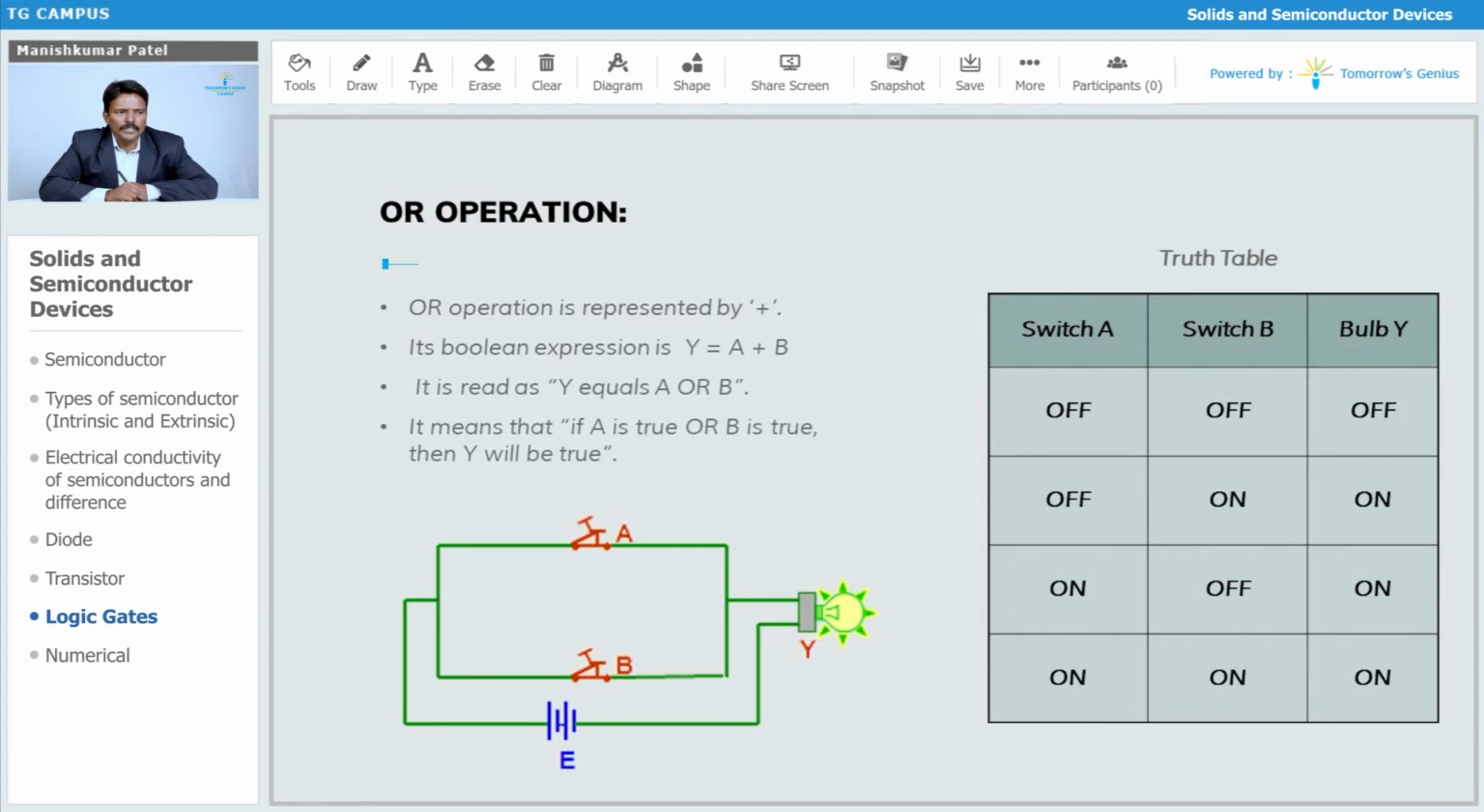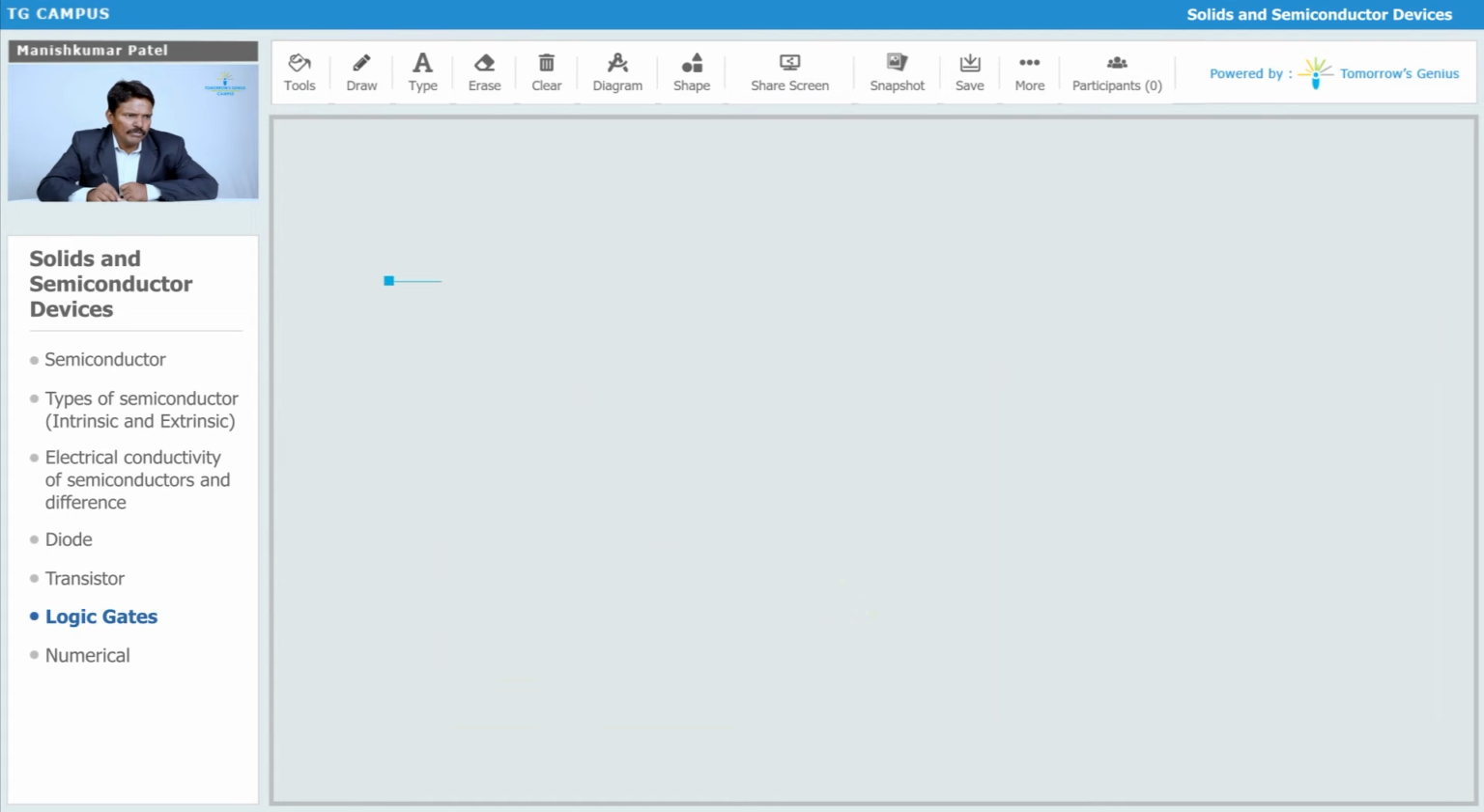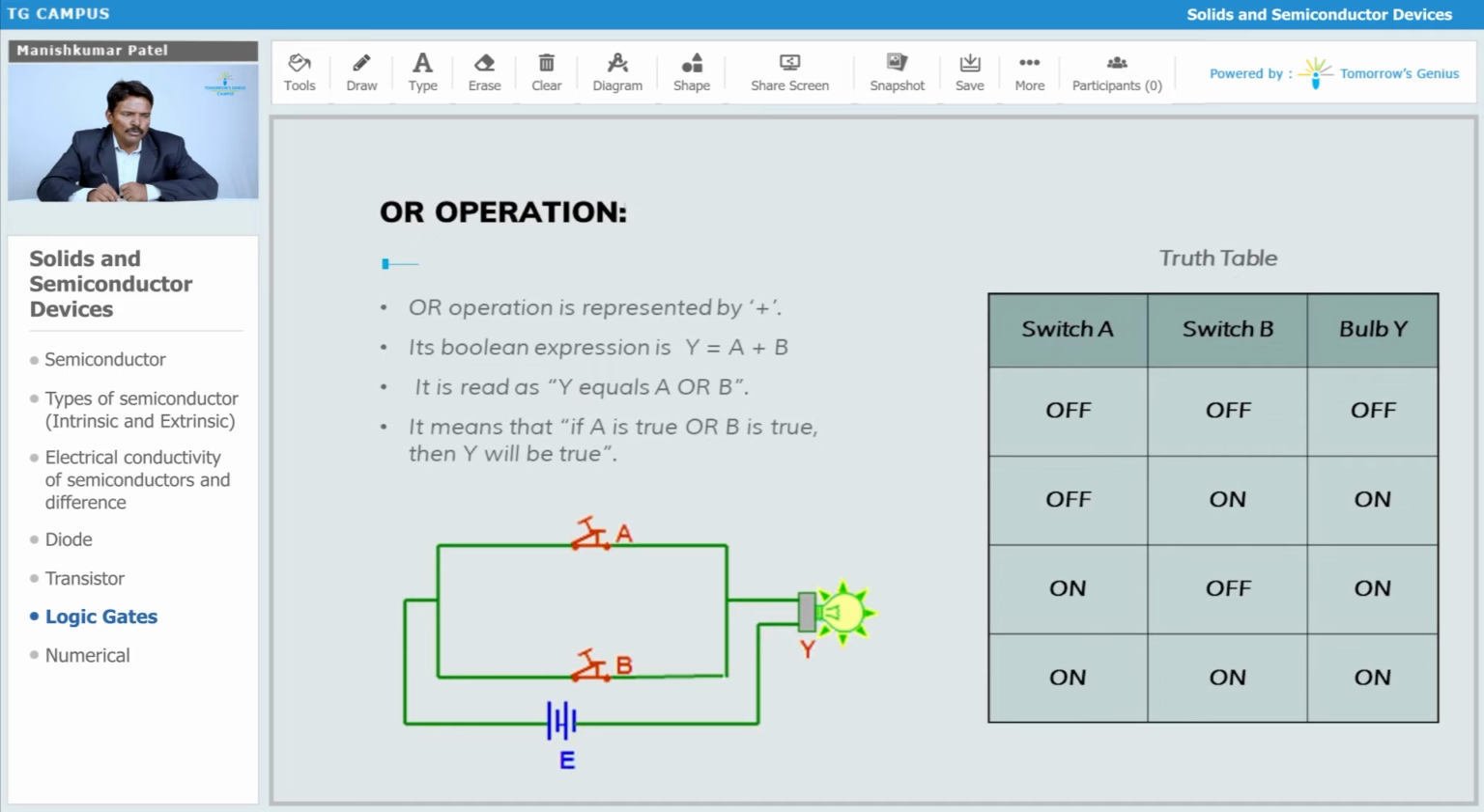And the same thing you can represent: if switch A and switch B are both off, the bulb is off. If one of them is on, then again you can say that for this particular case, off and on, the output will be on. This is how you can define the OR operation. So this is what we can say about the OR operation which we have seen.